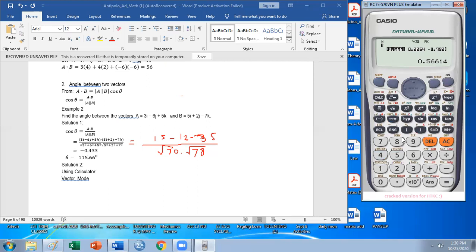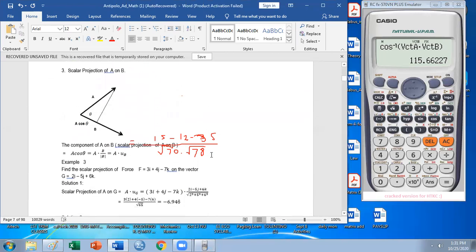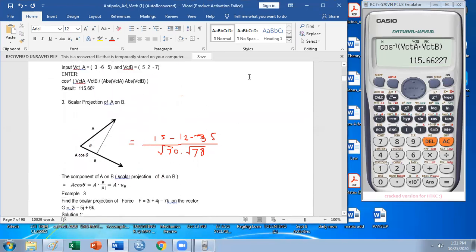Shift store. To get the angle, just get the inverse cosine of vector A dot Shift 5, 4. There. So that is how it should be input, and then you get this answer: 115.66 degrees. Okay, that's how you do it.